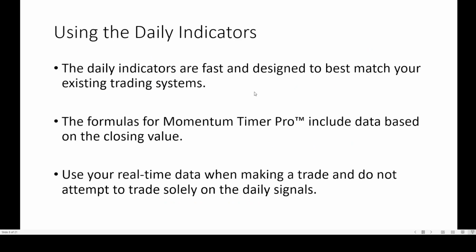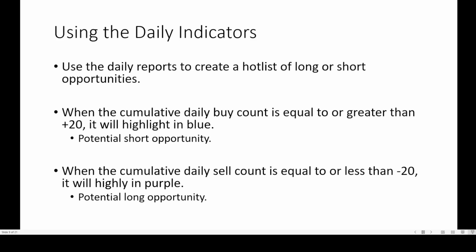So using the daily indicators is fast and designed to best match your existing trading systems. The formulas for Momentum Timer Pro include data based on the closing value and thus will slightly lag your indicators. So you want to use your real-time data when making a trade and do not attempt to trade solely based on the daily signals. You want to use the daily reports to create a hot list of long or short opportunities.